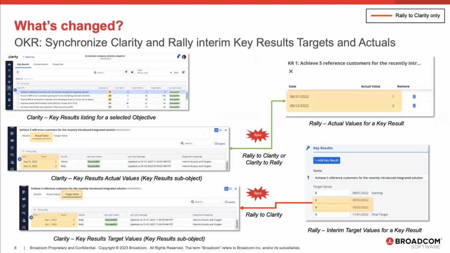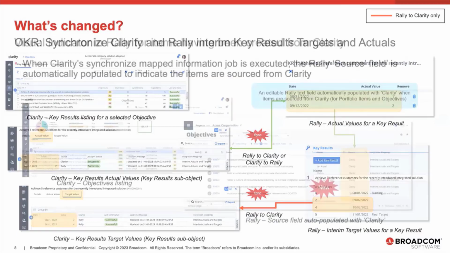On the left side of the screen, you can see Clarity's targets and actuals are configured as sub-objects to the key results, or as a third level object, and are represented as separate tabs within the details flyout. This is an example of the flyout being positioned horizontally for easy viewing.